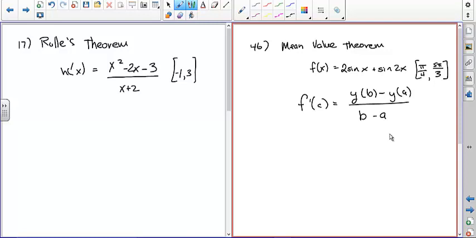I'll give you a few minutes head start before I start doing it. But the slope is going to be some weird number. It's not going to be a nice even number.